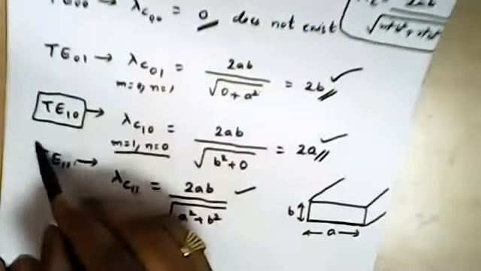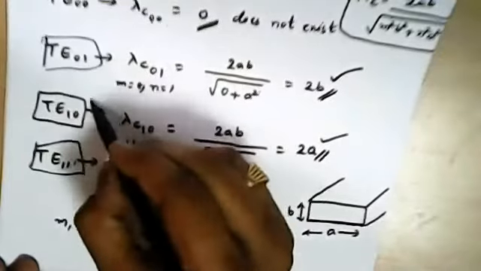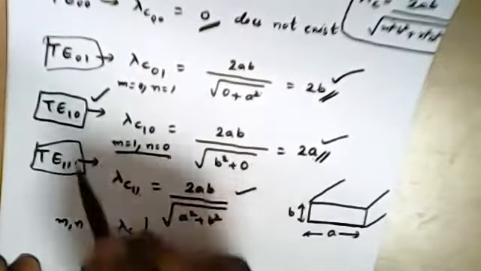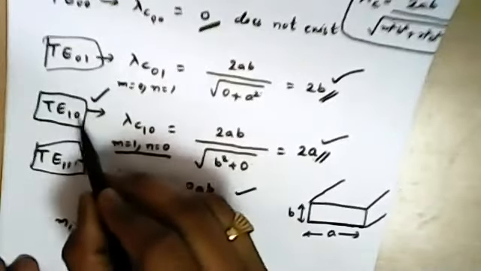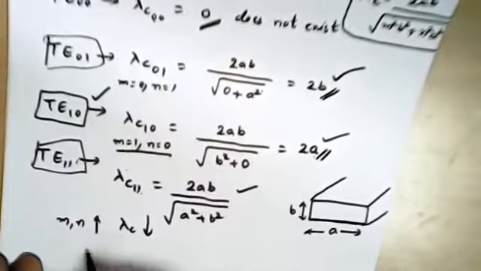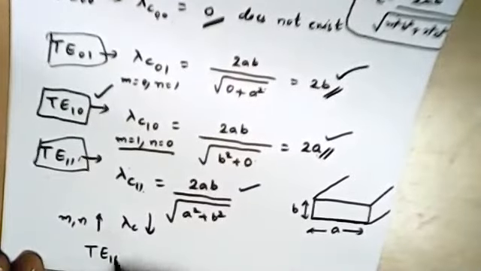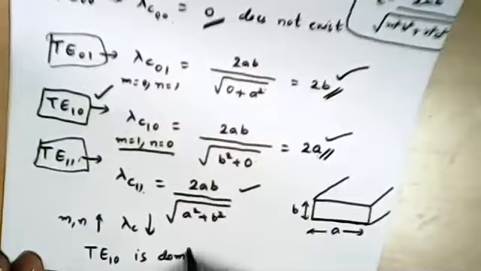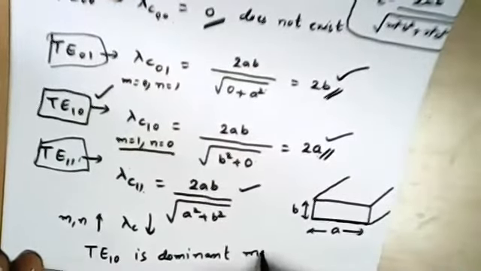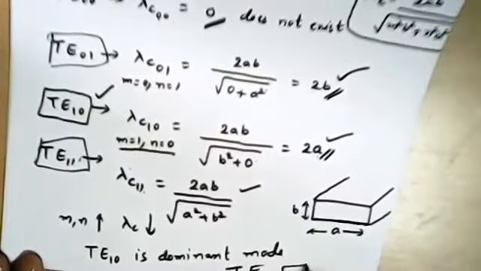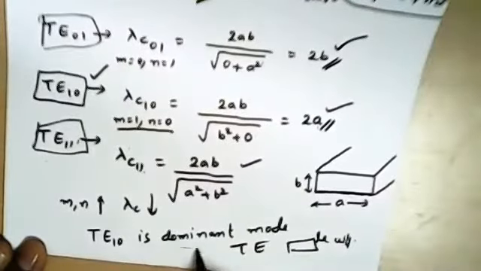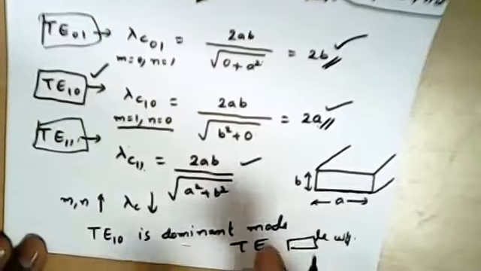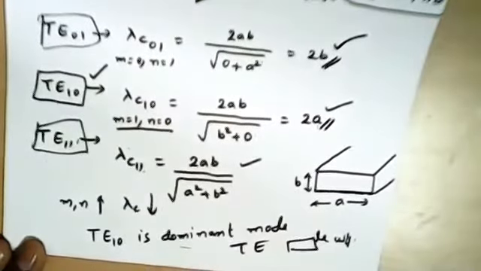So from these three, we can say that TE10 has the highest cutoff wavelength. Hence, TE10 is considered to be the dominant mode for TE modes. TE10 is the dominant mode. This is how we can identify the dominant mode in the case of rectangular waveguides. No need to memorize it; it has been clearly derived. This is how we can say which mode is dominant.